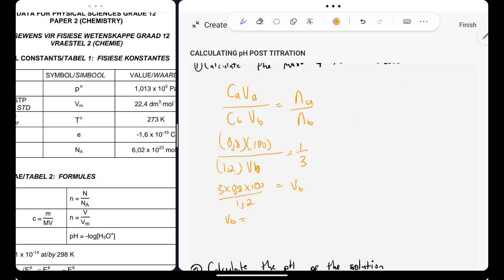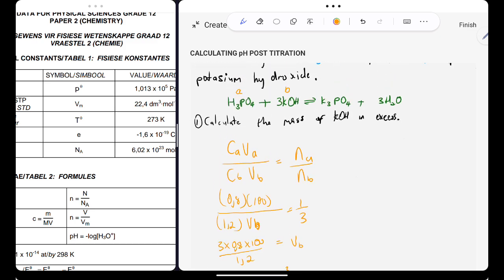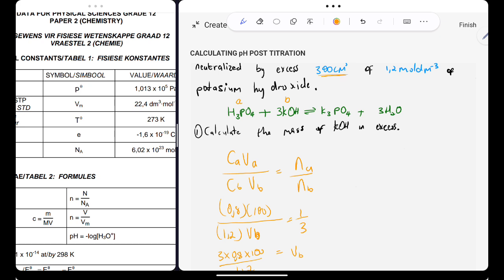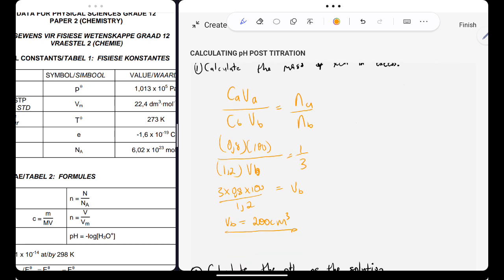Therefore, the volume which completely reacted with the acid is equal to 3 multiplied by 0.8 multiplied by 100 divided by 1.2. I only used 200 cubic centimeters to neutralize the acid, but remember, initially I had 300 cubic centimeters. So for me to find the mass of the potassium hydroxide in excess, I simply need to find the volume of the potassium hydroxide in excess. How can I do that?